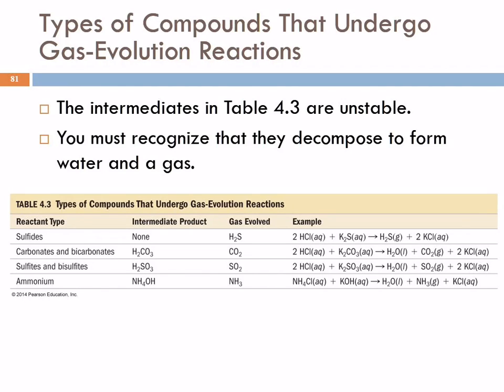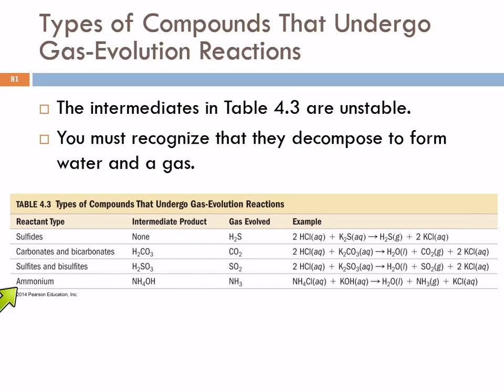So, you need to know 4 different types of gas evolution reactions. The first one does not have an intermediate. This is when you have a sulfide, and when one of your products is H2S, you just have to remember that's going to be a gas. Dihydrogen sulfide gas smells like rotten eggs. It's very, very stinky gas.